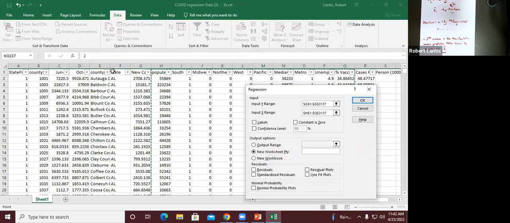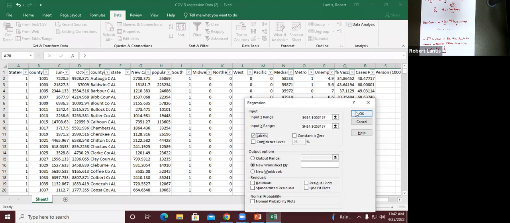So I've got every variable from population to the percent vaccinated selected. I've got the labels or the names selected as well, so I need to make sure that is checked off. Now I'm going to run this regression, and there's going to be one issue with it.